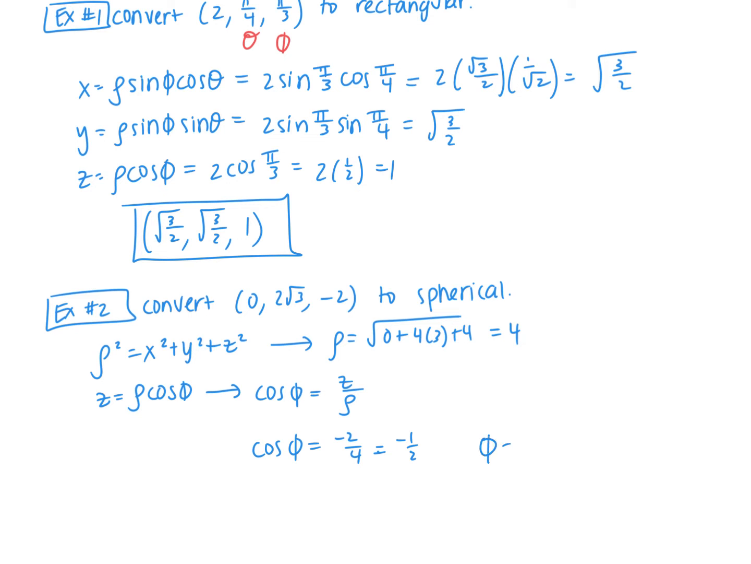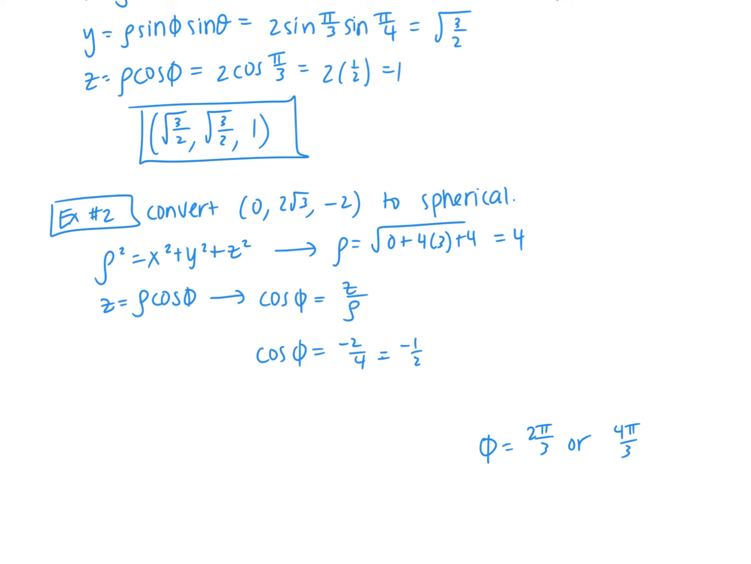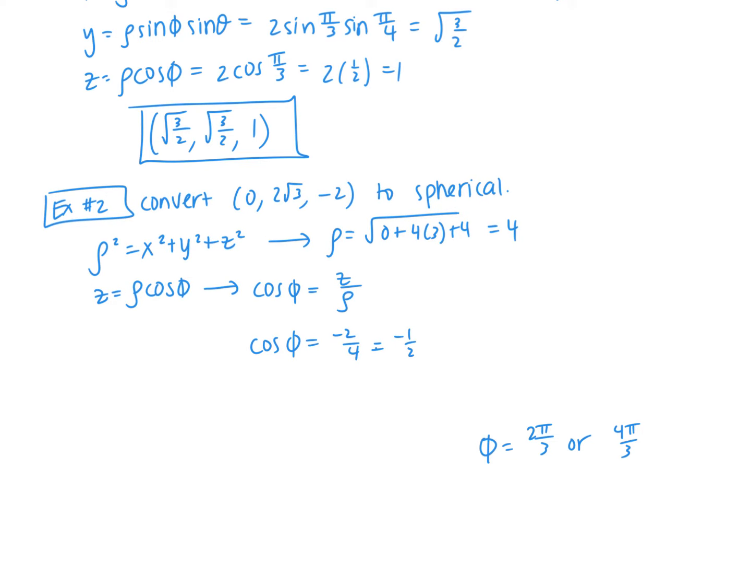That tells us that phi, where cosine is negative 1/2, is either 2 pi over 3 or 4 pi over 3. We don't need to think too hard about this one. Remember that phi is always between 0 and pi. So 4 pi over 3 cannot be our answer. Phi has to be 2 pi over 3.